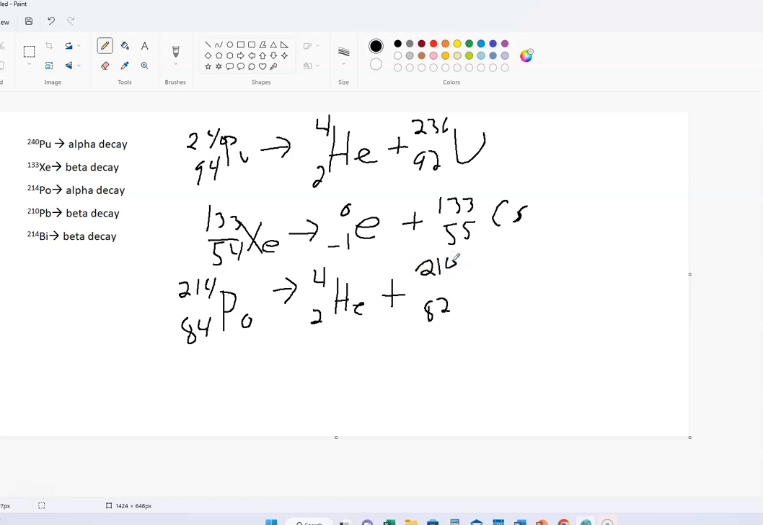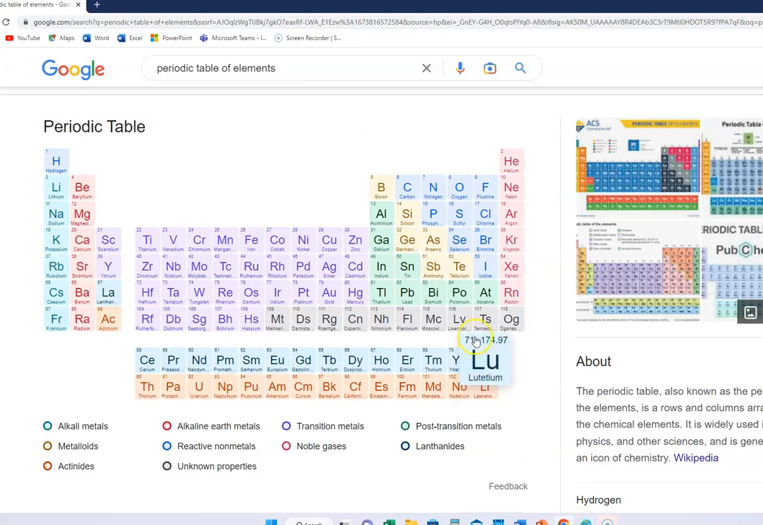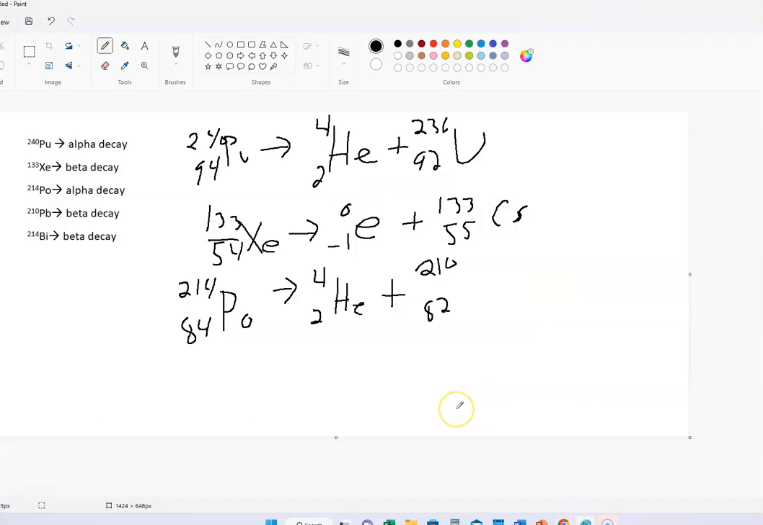210. All right. So again, since it's 82, we have to look that up real quick just to make sure. And there it is. 82 is the symbol Pb, which of course is lead. So we put the Pb right there, and so this is lead. The way you would say that is it decays into an alpha particle and lead-210.